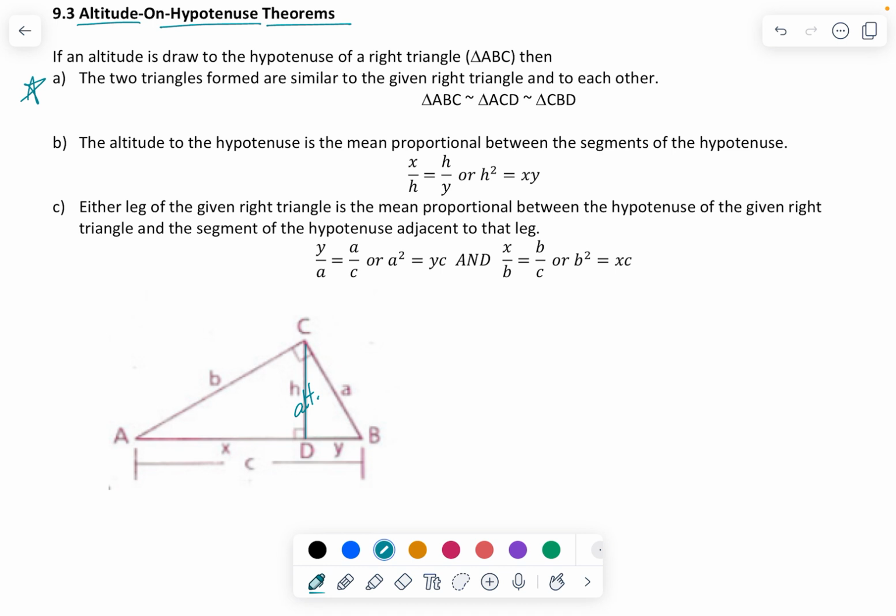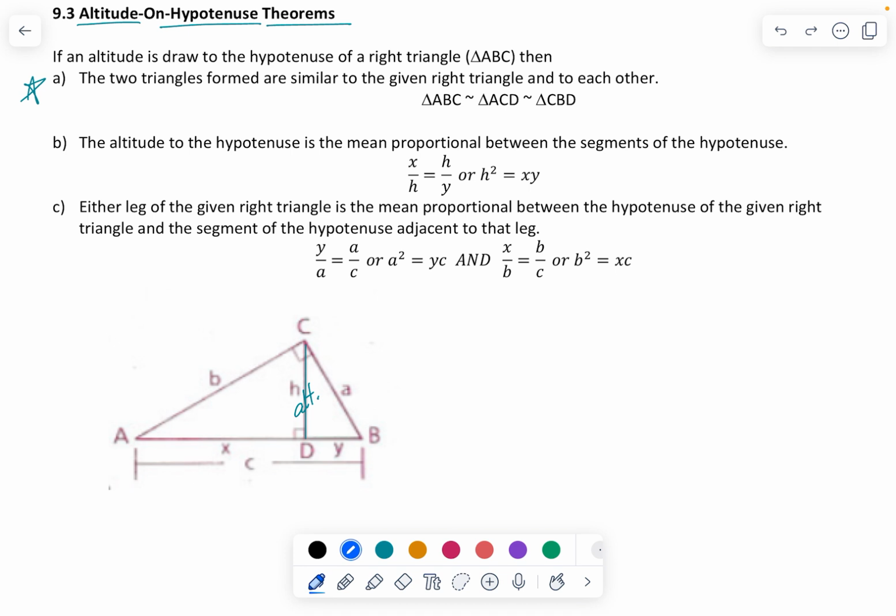Because if we look at the left side one, we have the right angle, which we have in the big one, and then we have angle A in common. So AA, similar triangles. And then same thing over here, we have the right angle and angle B in common. So AA similarity. So all of them are similar. Now, since they're all similar, their sides are in proportion, and we can write proportions for these triangles.